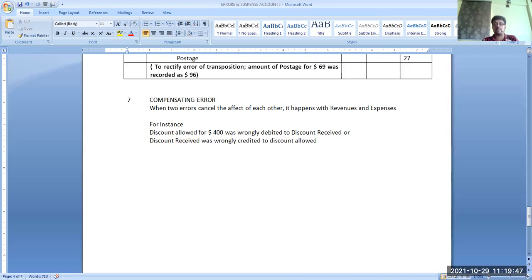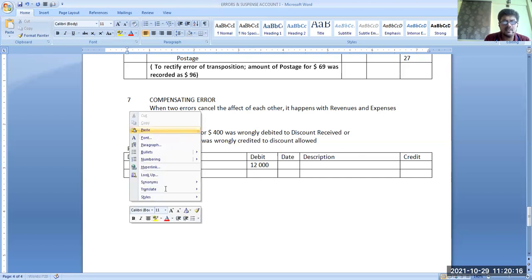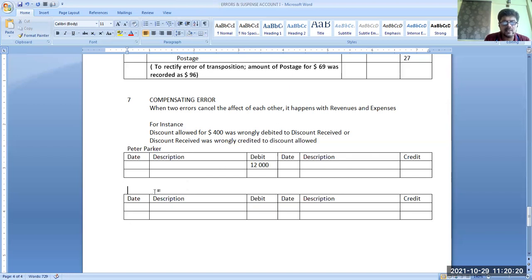How? I have to explain a lot. I have to give a lot of time to explain this error. So please be careful. You have to know the whole story first. Suppose Peter Parker is our customer. We have sold goods to him. So Peter Parker debit, and we have to credit sales. Done? Any confusion?